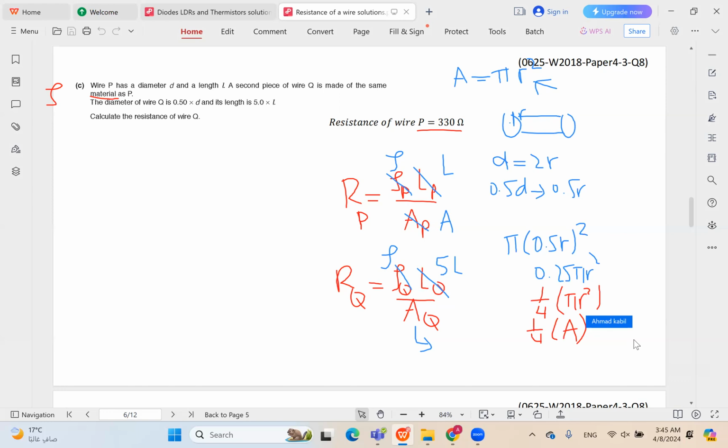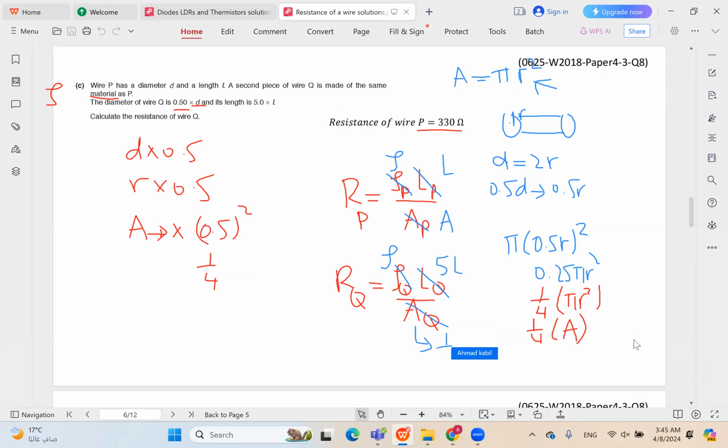of the original wire. So the main concept here is just to understand that since the diameter is multiplied by half, therefore the radius is multiplied by half as well. Therefore the area is multiplied by half all squared. Half all squared is 1 over 4. So you should know that the area is 1 over 4 of the original area. So we're just going to write 1 over 4a here. And then we want to take the numbers out.